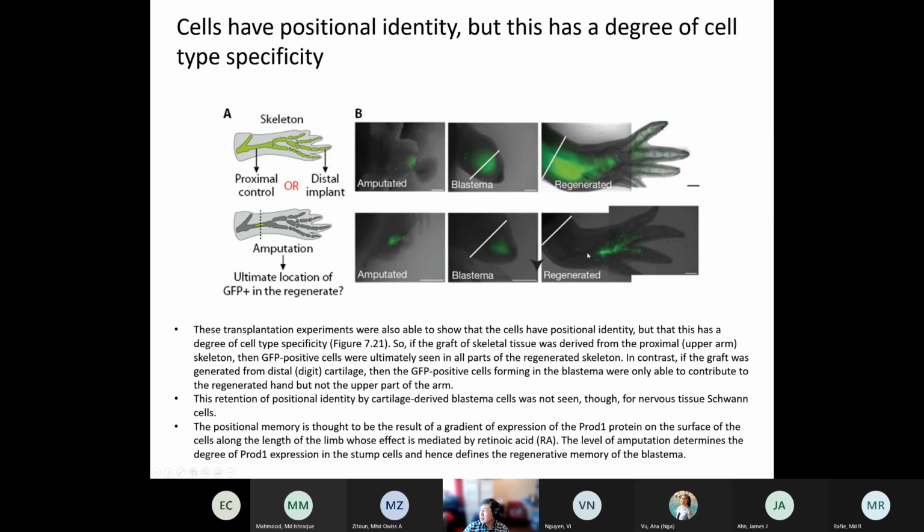Now, when you do amputation, the same thing happens. You have blastema, but look at the green fluorescence. The green fluorescence is only around the digits, right? It's only around the digit, not in the upper arm. Why? It is because this bone, located at the end of the structure, only has positional memory of the fingers. Therefore, it can only contribute to the bone of the fingers. It cannot contribute to the structure in the upper part.